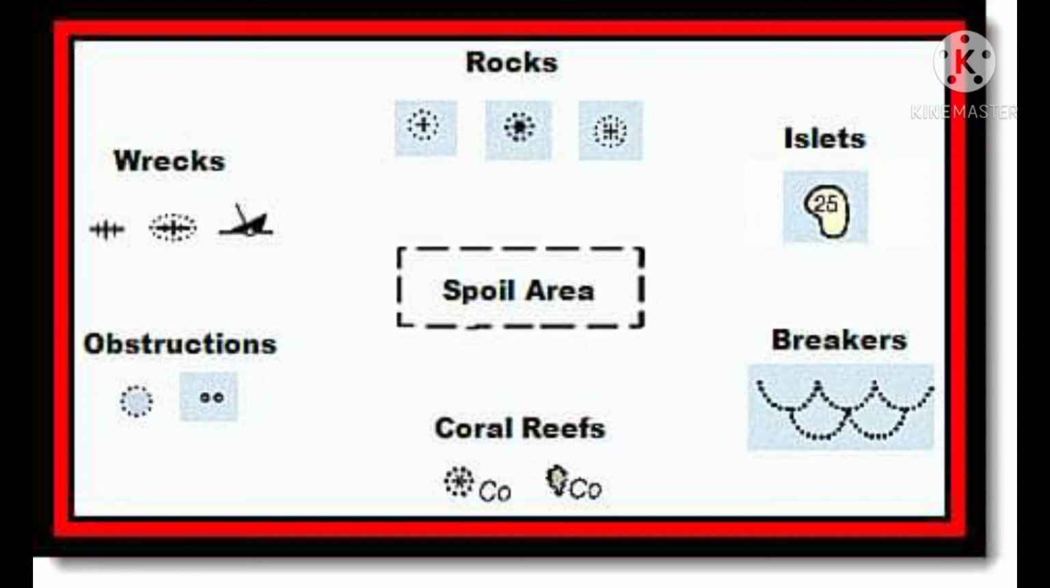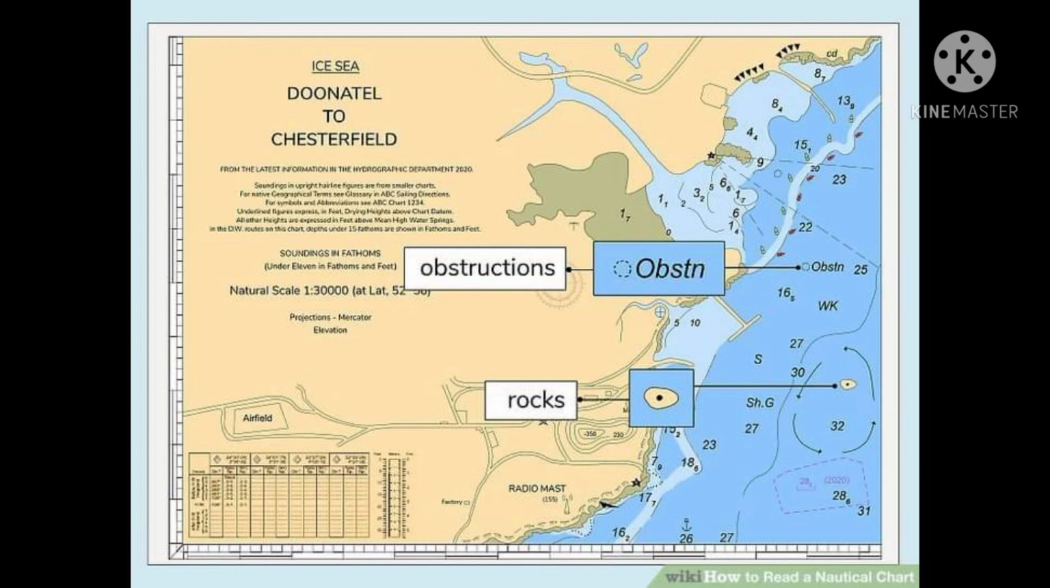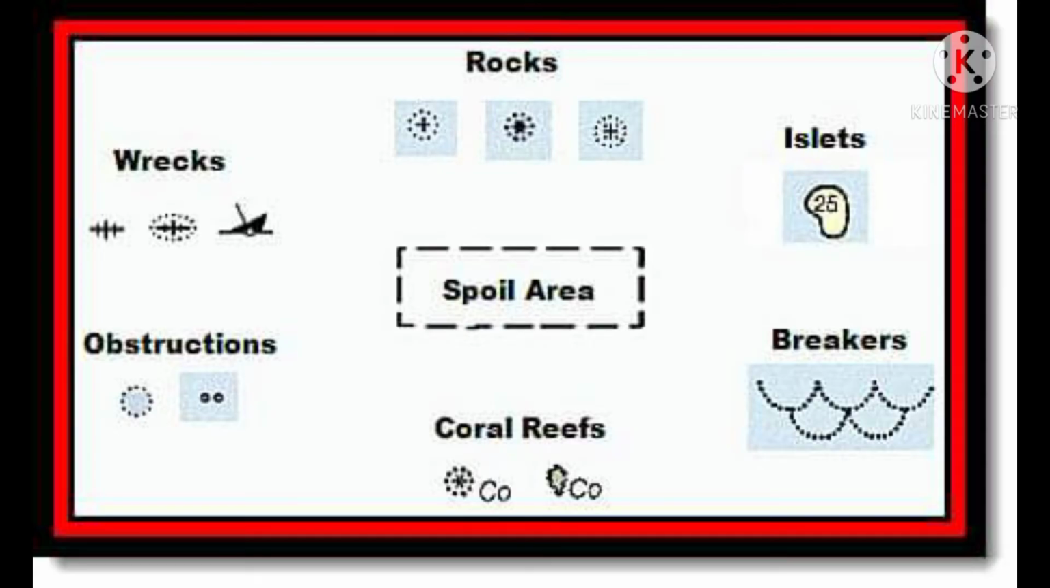Obstacles are generally represented by circles with symbols like asterisks and plus signs. There are many different symbols and they often vary between charts. Some charts use picture symbols, such as a boat to represent a partially sunken shipwreck.